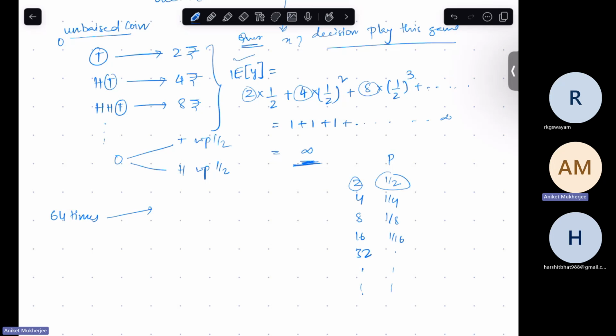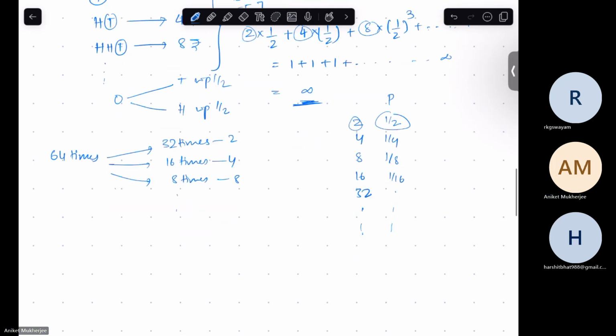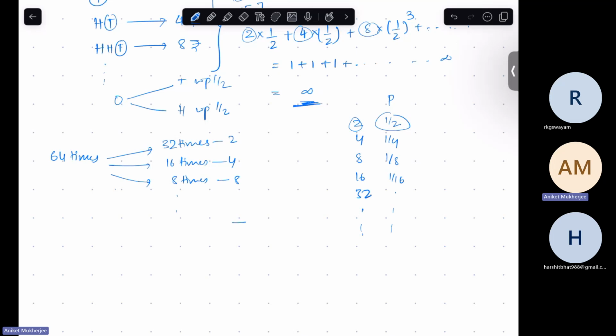If you play the game 64 times, on average, 32 times you will get 2. Similarly, 16 times you'll get 4, and 8 times you will get 8, and so on. 4 times you'll get 16, 2 times you'll get 32, and 1 time you'll get 64. One time is remaining, and this one time is basically everything equal to or greater than 128.